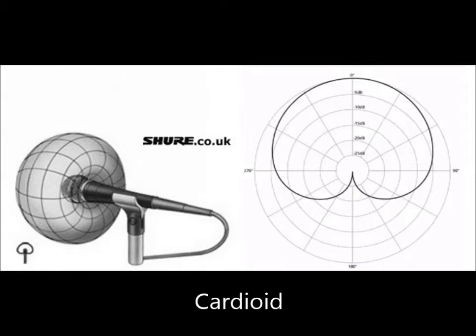A cardioid microphone has the most sensitivity at the front and is least sensitive at the back. Cardioid mics, such as the SM58, reject sound from the opposite side of the singer. This type of polar pattern is resistant to feedback and suitable for loud stages. Condenser mics can also be cardioid.